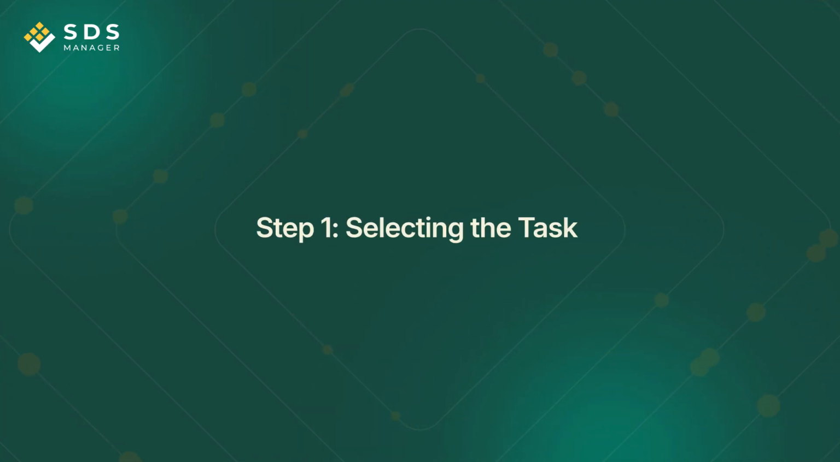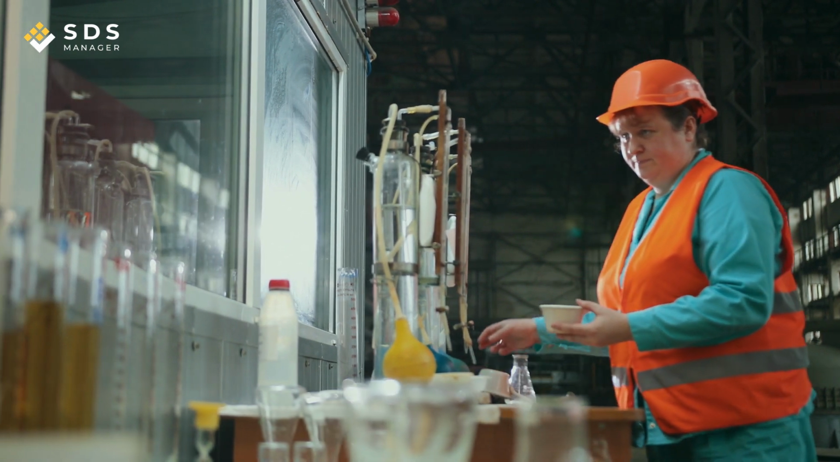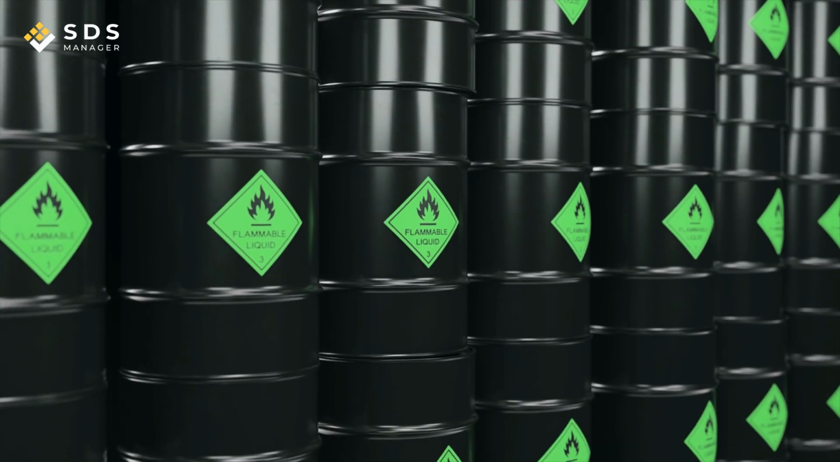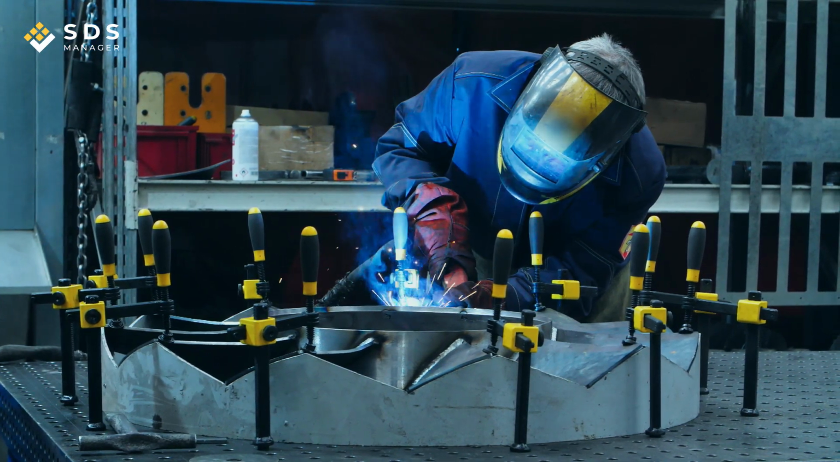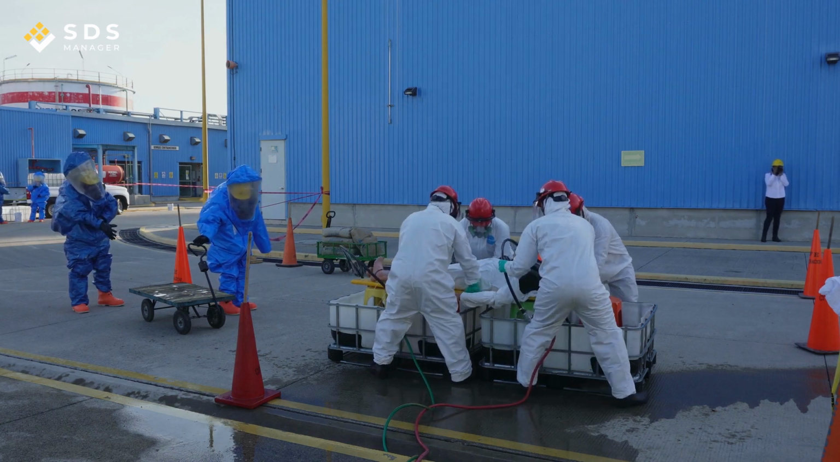Step 1. Selecting the task. The first step is choosing the chemical task you want to analyze. Priority should be given to tasks involving hazardous substances, activities that are performed frequently, or operations where incidents or near misses have occurred in the past.